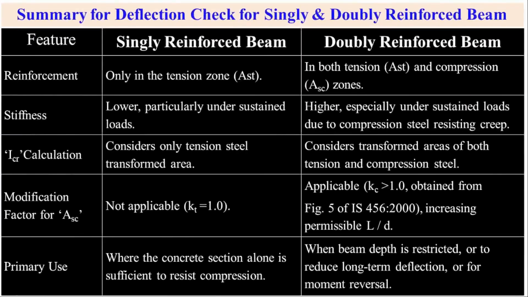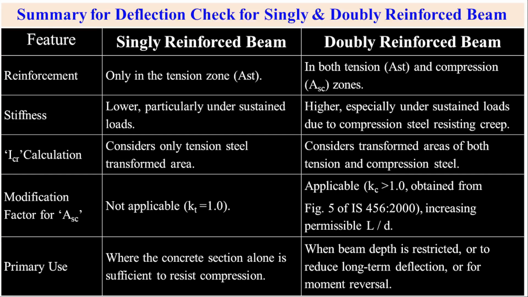To tie everything together, let's look at this summary table, which clearly outlines the key features and differences in deflection checks for both singly and doubly reinforced beams. This will serve as a quick recap of what we've discussed and what's crucial to remember. First, let's consider reinforcement. In a singly reinforced beam, reinforcement is, as the name suggests, only in the tension zone, indicated by AST.